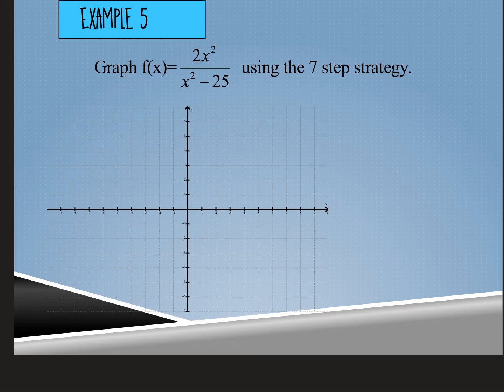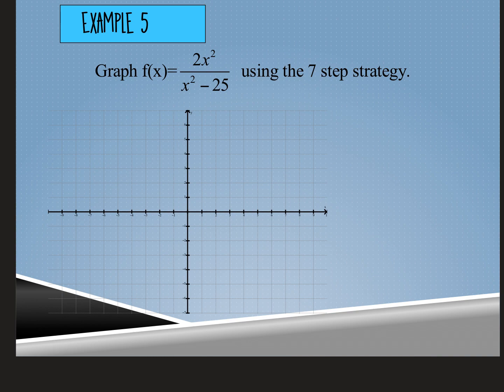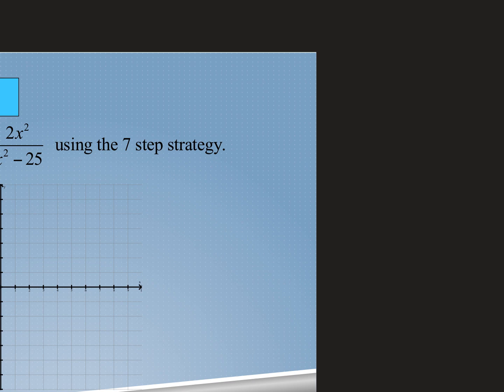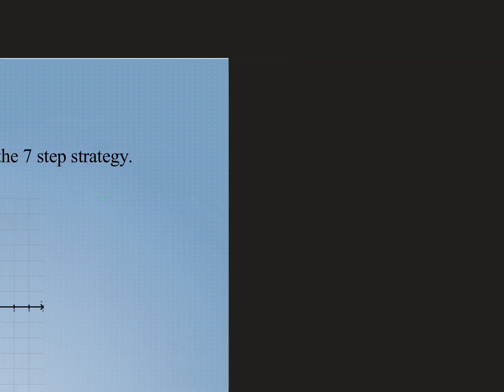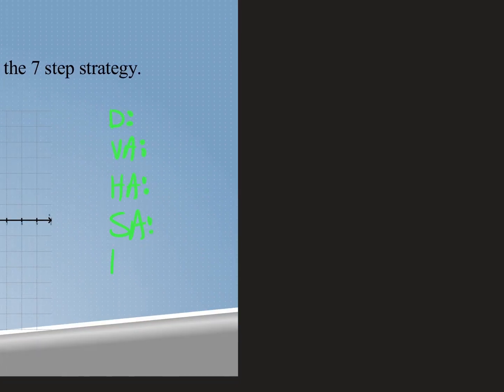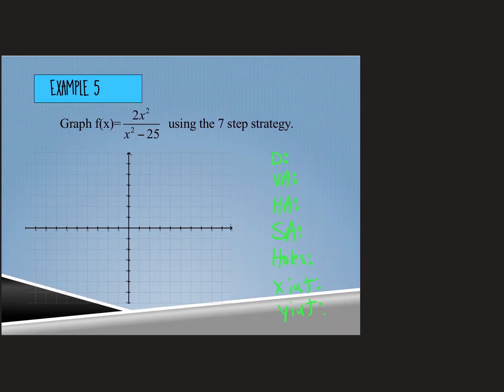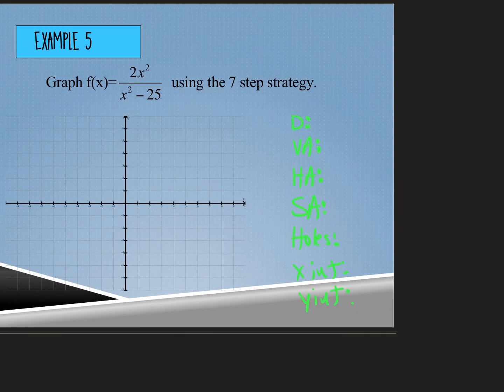So if you have a question like this and it says use the 7-step strategy, right? You'll have one of these on your test next week and it's going to say, all right, tell me the domain, vertical asymptotes, horizontal asymptotes, slant asymptotes, holes, x-intercept, and y-intercept. A lot of this stuff you can answer without doing anything, just by looking at it.